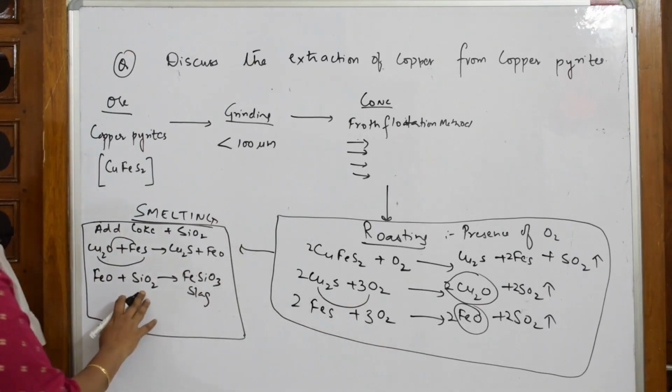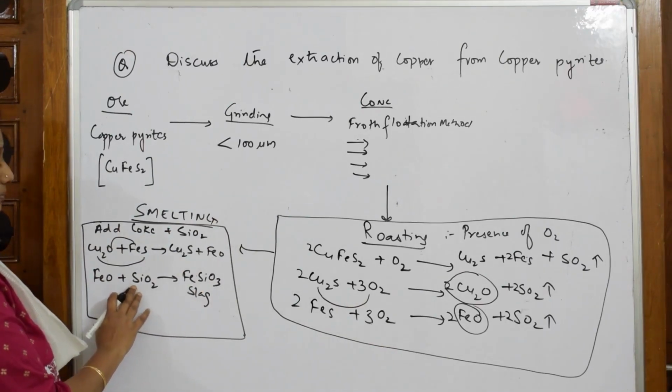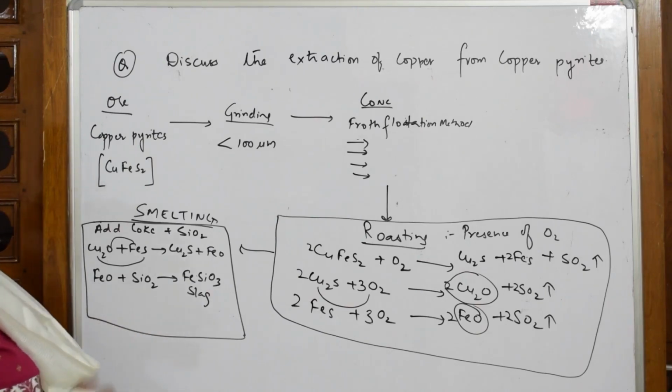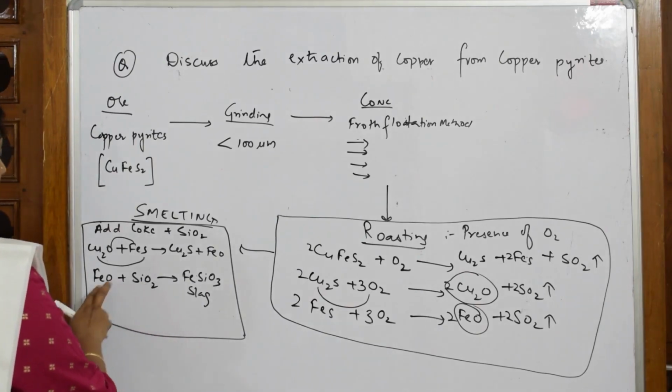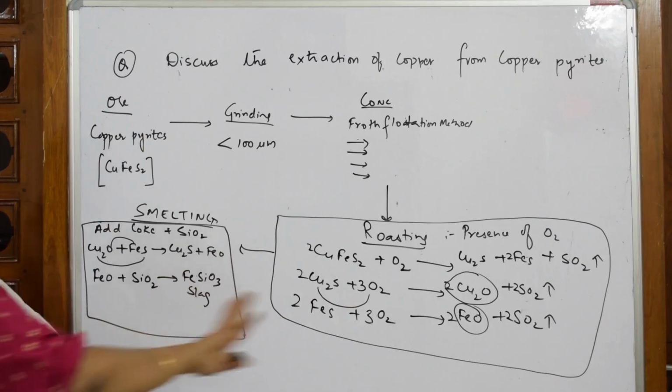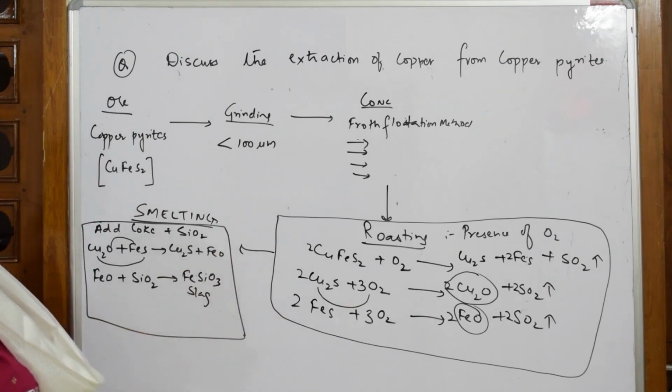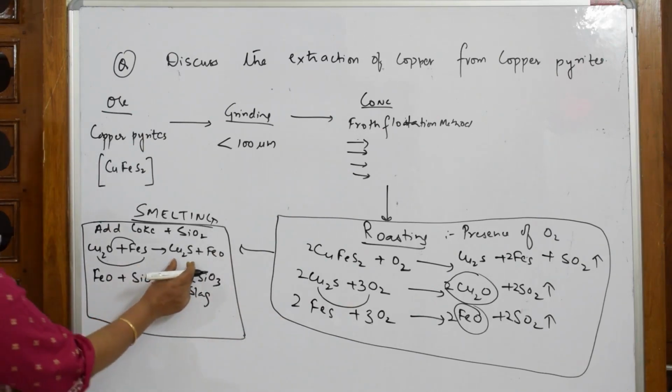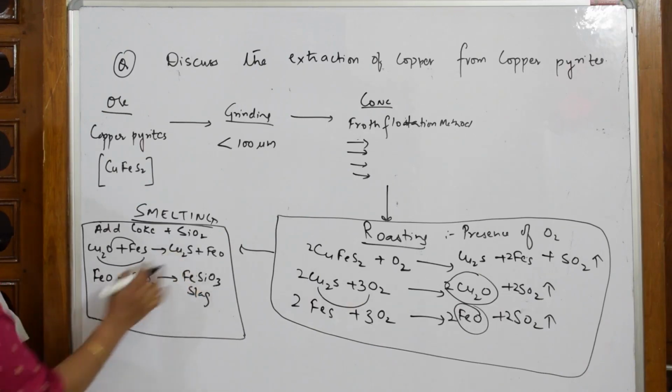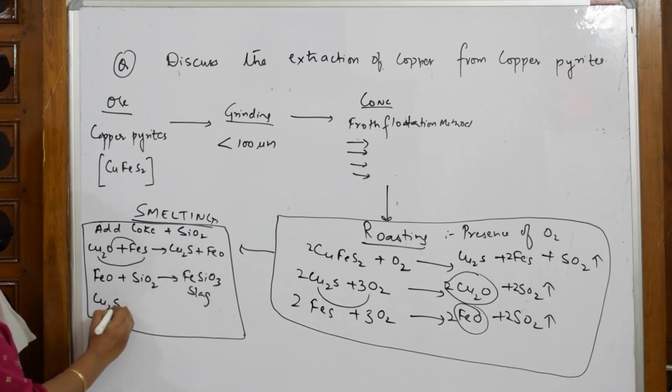Now here the silica is acting as an acidic flux. Remember that is the main reason we use silica. It's acting as an acidic flux, and this becomes a basic flux, and finally we remove it in the form of a slag or silicate salts. Done. Now we are left with this, isn't it? Copper sulfide. Just observe this copper sulfide, Cu2S.